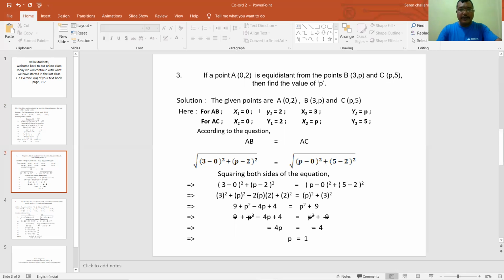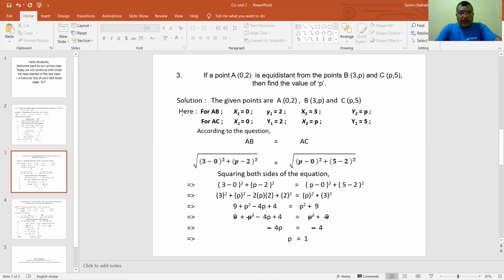That is, the given points are A(0, 2) as given, B is (3, p) as given, and C is (p, 5). Now here, to understand the question, since A is equidistant from B and A is equidistant from C, it means the distance from A to B and from A to C are equal.